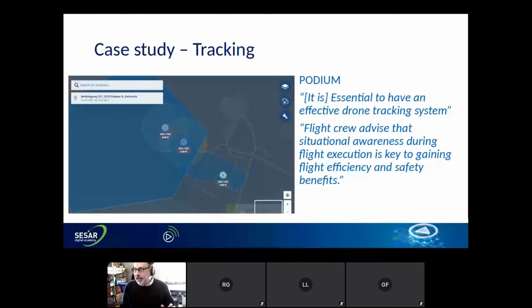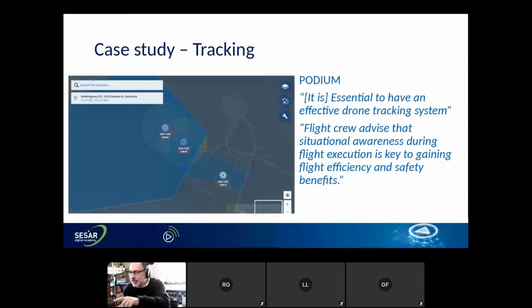The tracking use case was of great interest, and Podium, the project which took place on 4 different sites in 3 different countries, spent a great deal of effort to get tracking working. And they said at length in their report how important tracking is. Situational awareness, sharing situational awareness with air traffic control, sharing situational awareness with the drone operators is essential for maintaining safety. And here you see a picture taken from the exercise. I think this is the one in France.